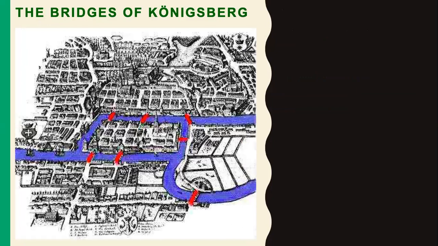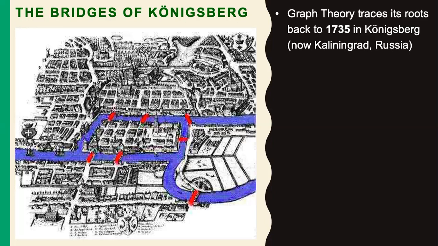And the history of graph theory is very, very long. It stems from ancient times, actually not really ancient as the Egyptians, right? But actually from the time of 1735, Euler had a problem. And actually this is the history of the formalization of graph theory. Graph theory traces its roots back to 1735 in Königsberg, now in Russia.